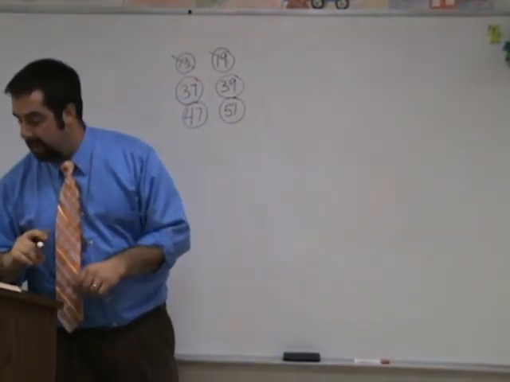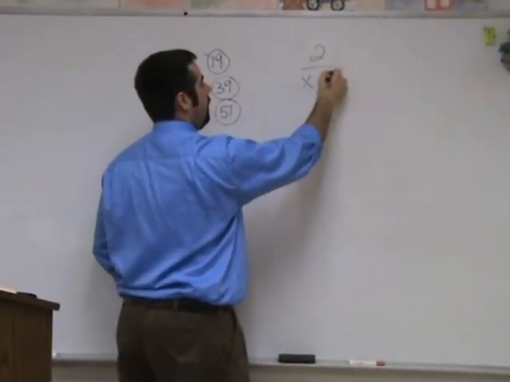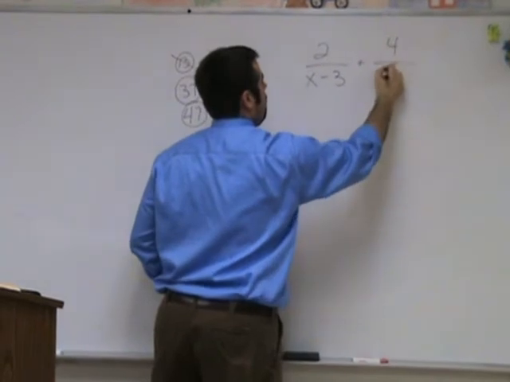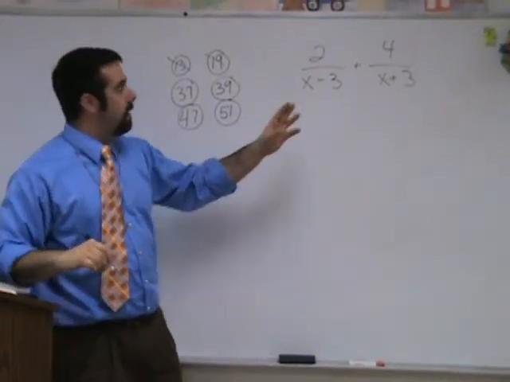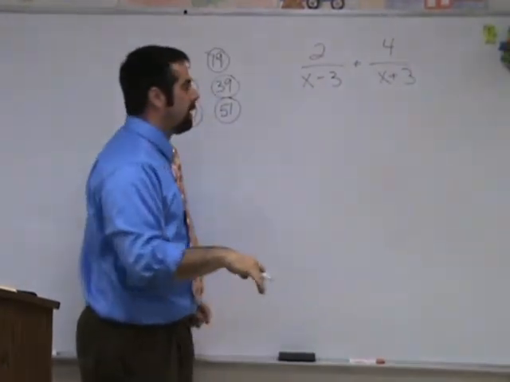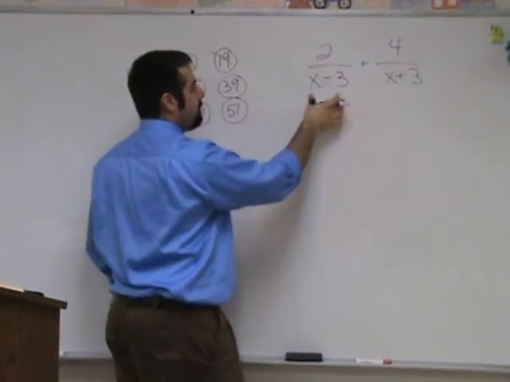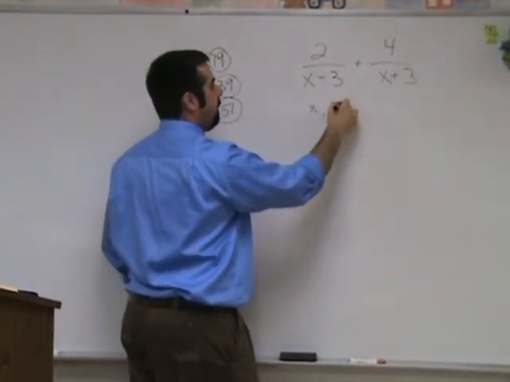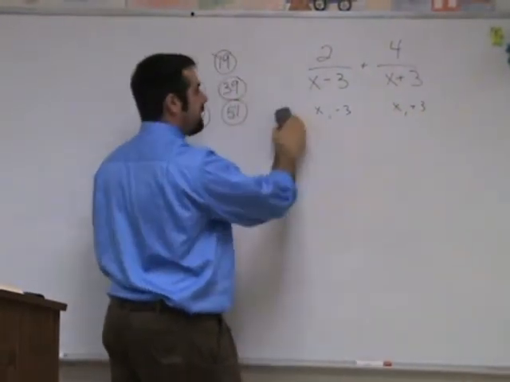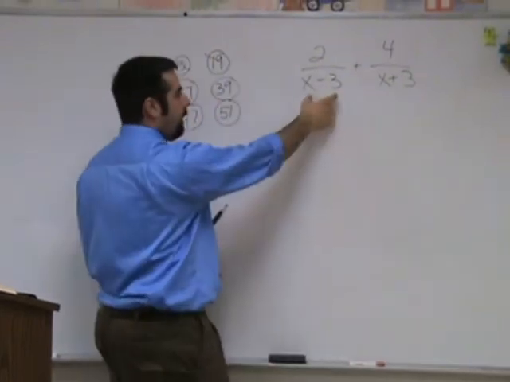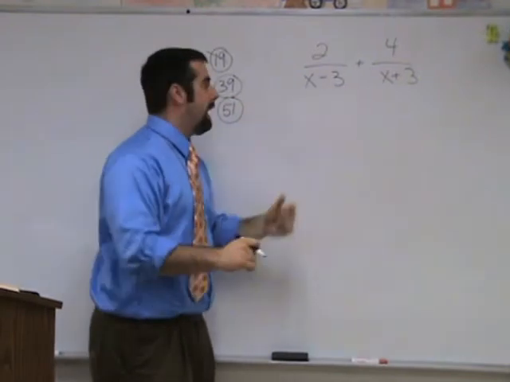All right, number 37. All right, so I have 2 over x minus 3 plus 4 over x plus 3. Now be careful. We might be tempted to say, oh, well, the factors down here are x and negative 3, and here they're x and positive 3. But that's not right. This number down here is not x and negative 3. It is simply one number. Okay? There's no multiplication here. So this whole thing has to just be x minus 3.